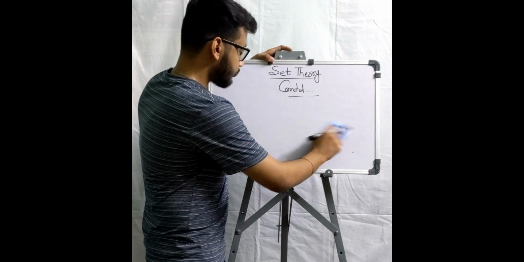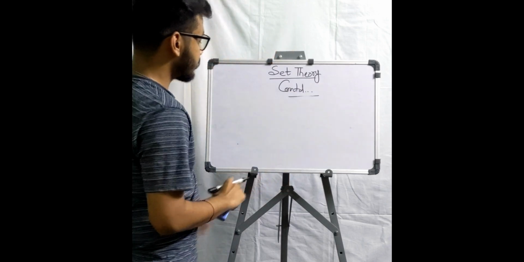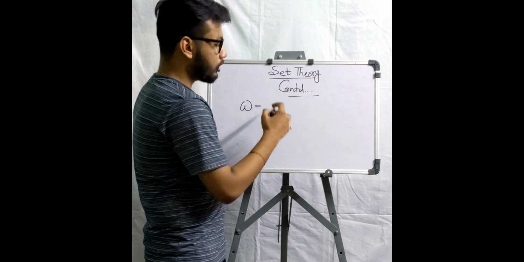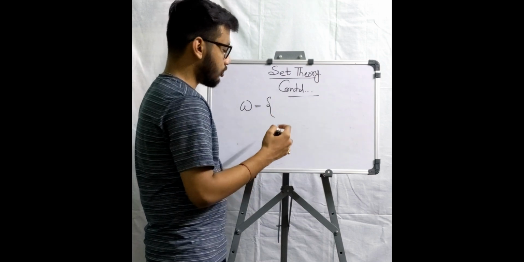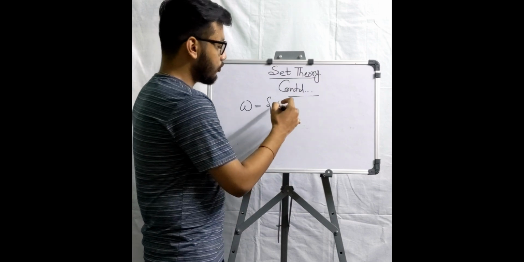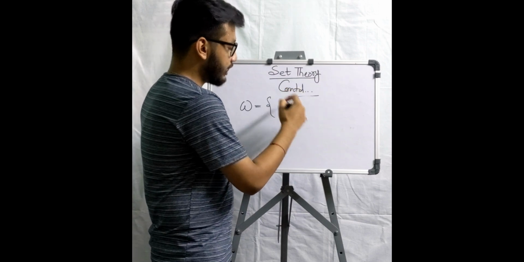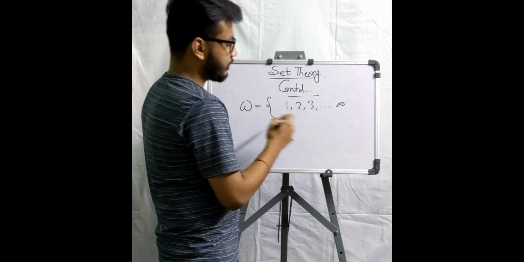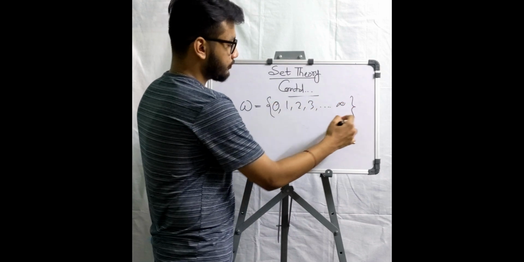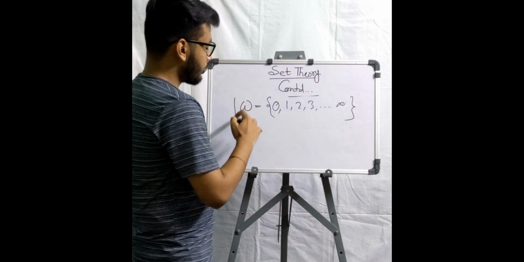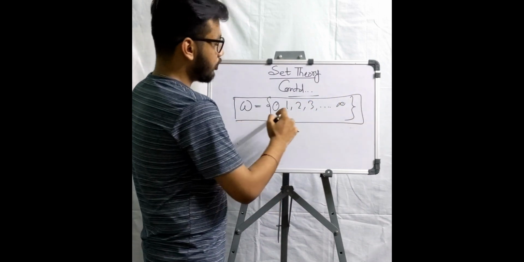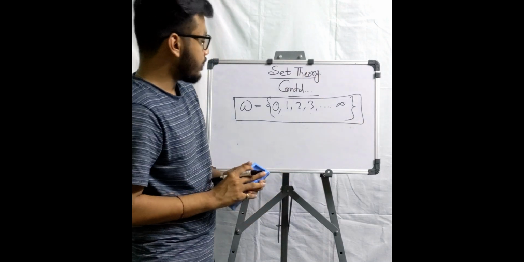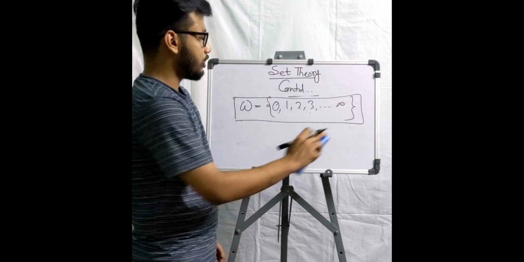Now we have got something called a set of whole numbers. A set of whole numbers includes all the natural numbers 1, 2, 3 till infinity, plus it includes 0. So the whole numbers include 0 and then the set of all natural numbers. So I hope you are able to understand this.